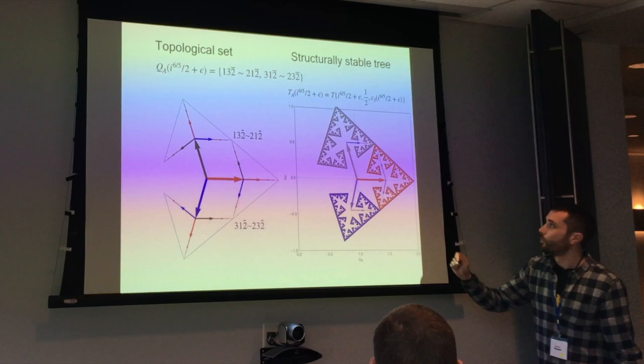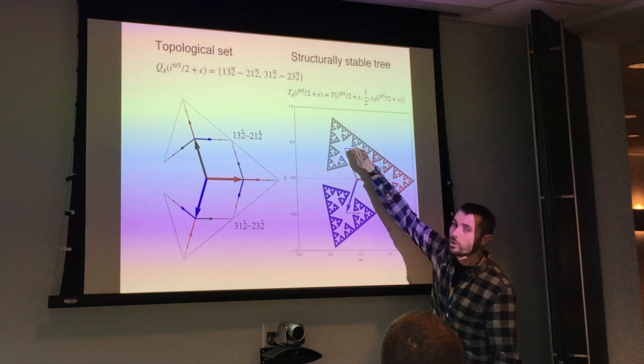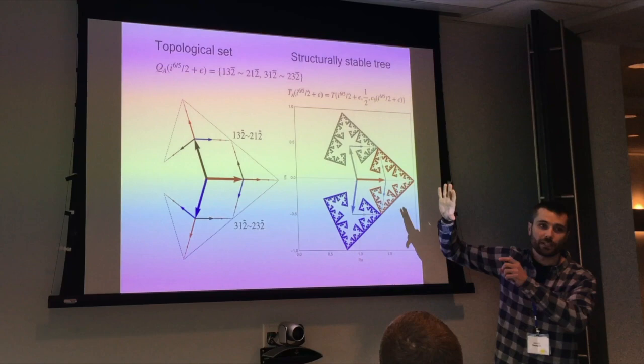But you still have one with three parameters? Yeah, so that's actually what I call a structurally stable tree, because I can perturb this node, but the topological set stays the same. So you change the geometry, but the topological set doesn't change. And that's one nice thing about having this condition.